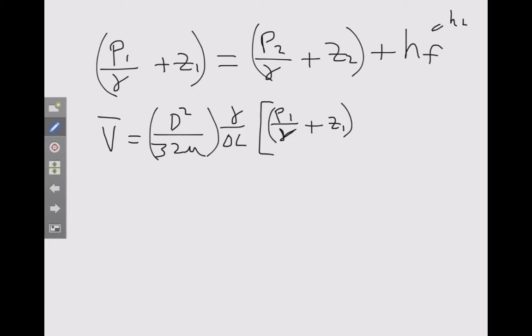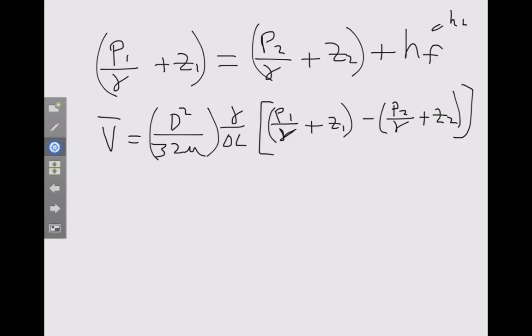The book actually has this flipped. It has a minus sign here. Now you can certainly do that. They've been carrying this minus sign through all the way because they've been defining their piezometric pressure differently. So they have a minus sign out front here, and they have P2 over gamma plus Z2 minus P1 over gamma plus Z1. So this is actually the same equation as in the book.